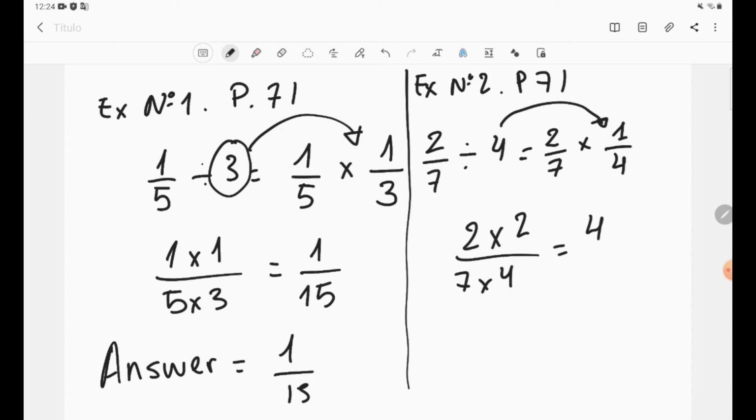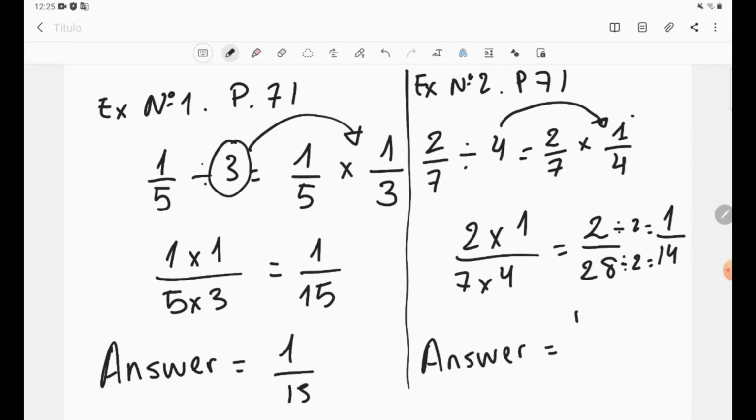Sorry, this is 1, not 2. This is 1 over 4 here. 2 multiplied by 1 equals 2, and 7 multiplied by 4 equals 28. This fraction we can simplify because we can divide both numbers by 2: 2 divided by 2 equals 1, 28 divided by 2 equals 14. So the answer is 1 over 14.